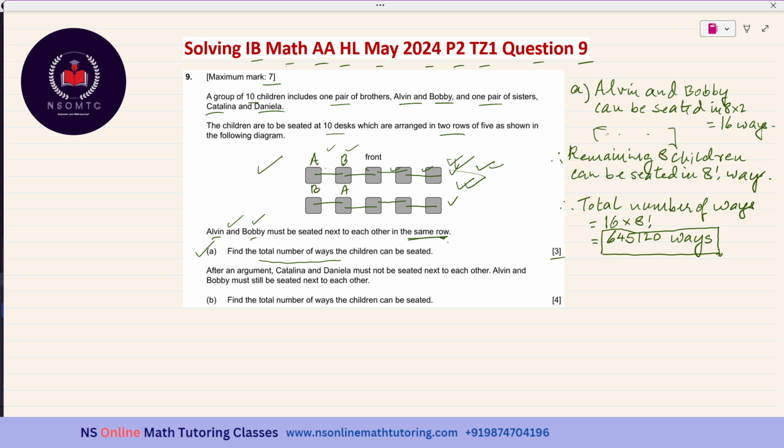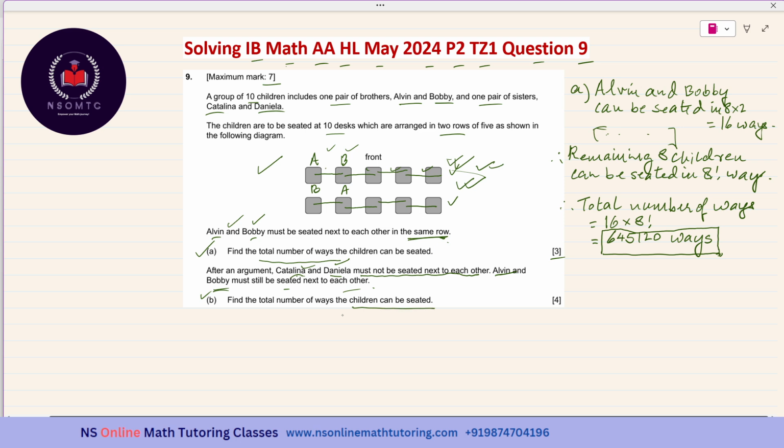After an argument, Catalina and Daniela must not be seated next to each other. Alvin and Bobby must still be seated next to each other. So these two brothers continue to sit next to each other, but these two sisters are fighting at the moment, so they will not be sitting next to each other. So what can we do? For this subpart B, find the total number of ways in which these children can be seated, and it is containing 4 marks.